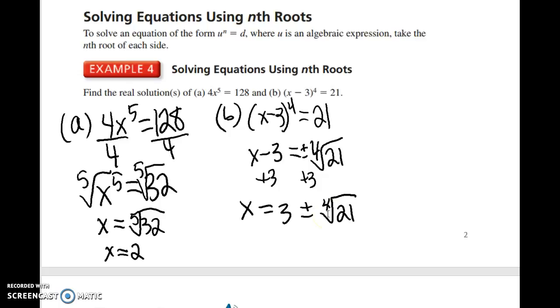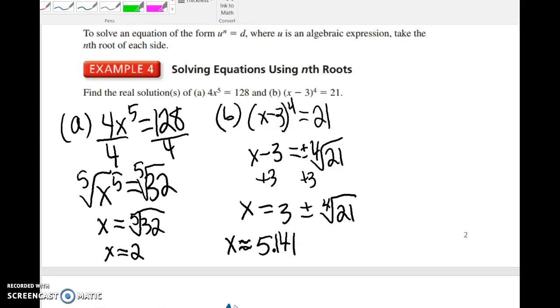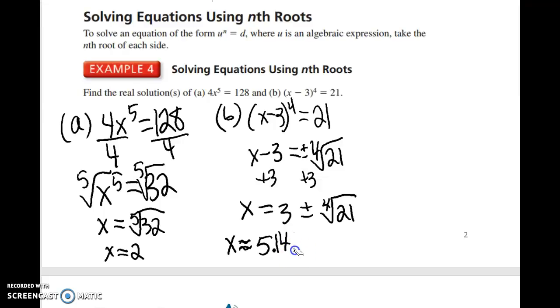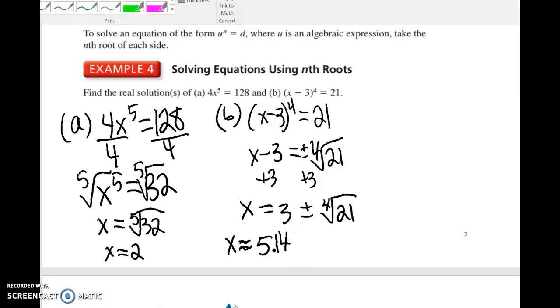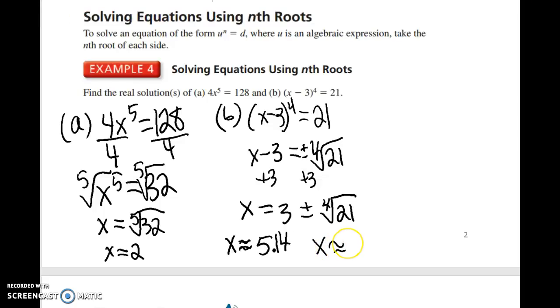And we don't need to simplify that any further because it is a decimal. But if you were to get the decimals, you would have, let's say, x approximately equal to 3 plus the 4th root of 21, which is about 5.41. And then your second answer would be x is approximately equal to 0.86, and that would be 3 minus the 4th root of 21.